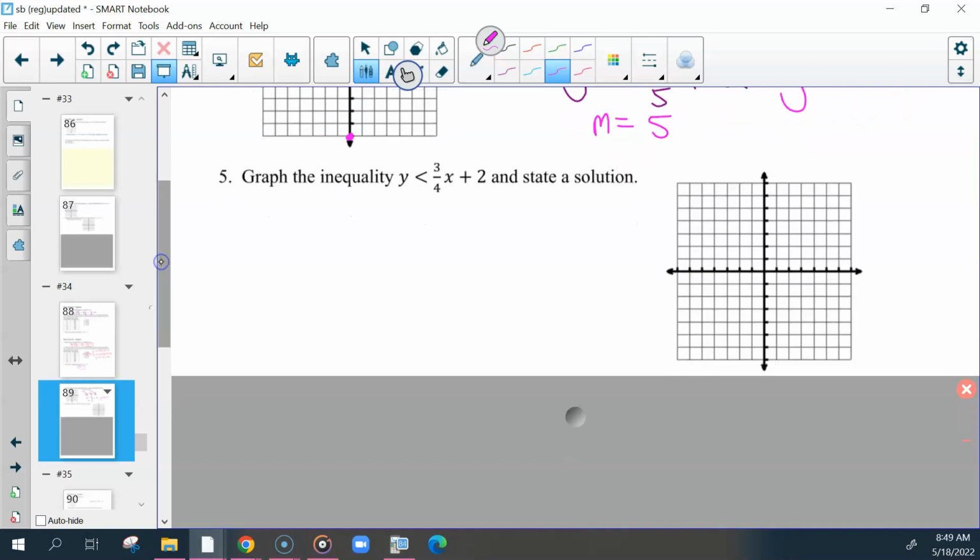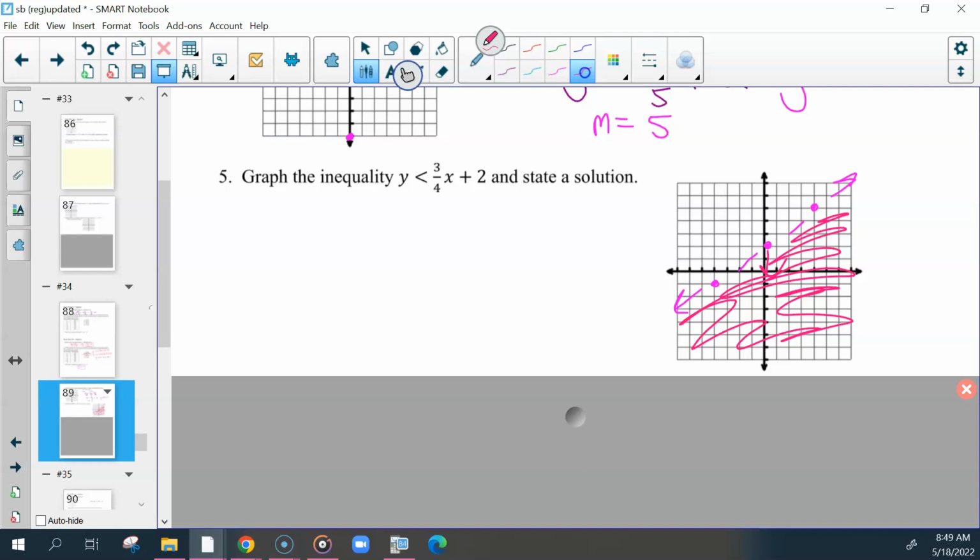For number 5, start graphing this. You start at positive 2, where slope is 3/4, so go up 3, to the right 4, down 3, to the left 4. Would this be dashed or solid? Dashed. Would this be shaded above or below? Below. That would be this area right here.